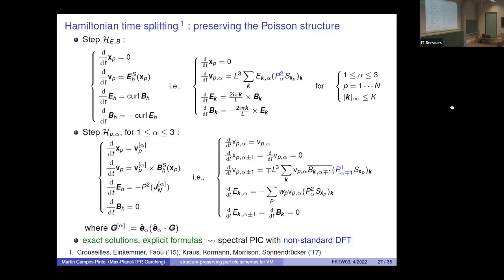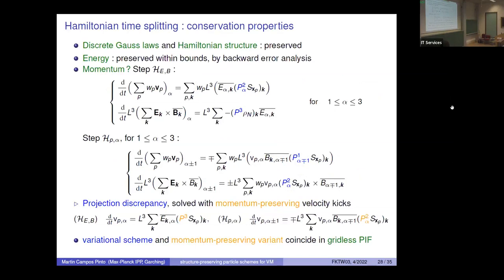The resulting scheme will be a spectral particle in cell, if you use for the projections these commuting DFT projections. So it's a non-standard DFT projection because you take the DFT of the derivative of the source and then you take the antiderivative in Fourier space. But it is variational and Hamiltonian.